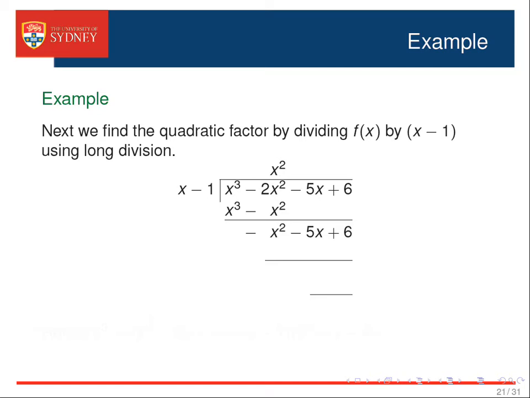Then subtract this from the cubic expression. Here, the leading term should cancel out at all times. Then, minus 2x squared minus x squared is minus x squared. Minus 5x minus nothing is minus 5x. 6 minus nothing is 6. Or you can simply drop down the minus 5x plus 6.